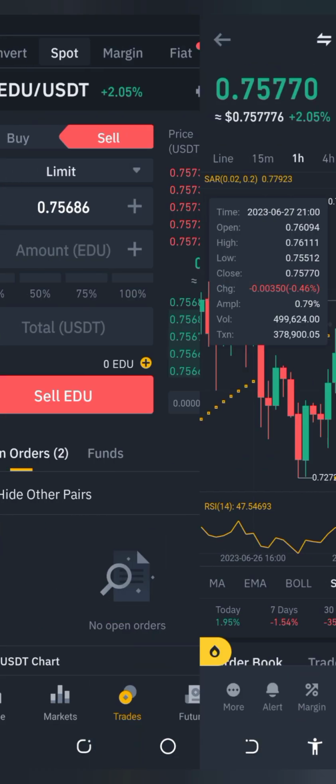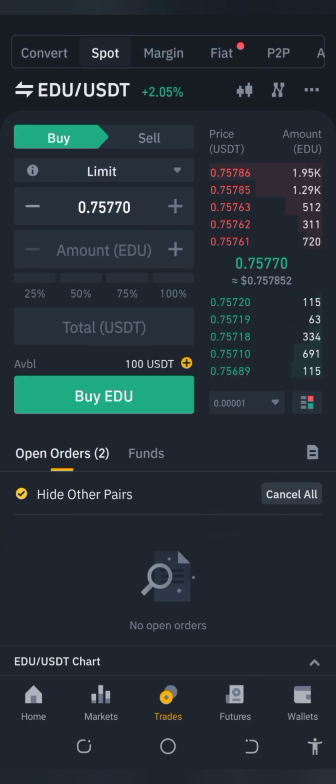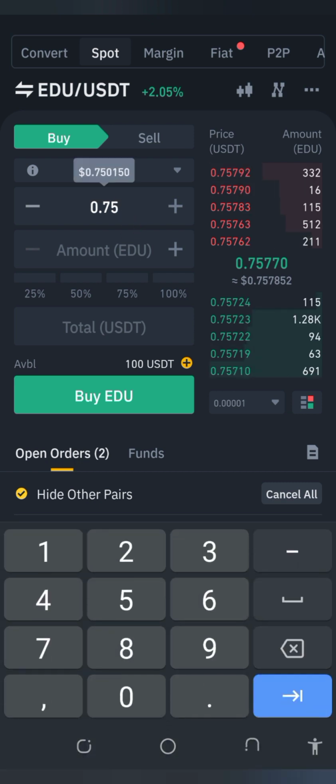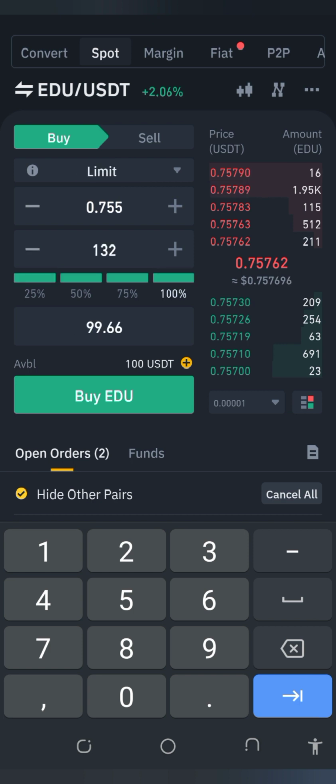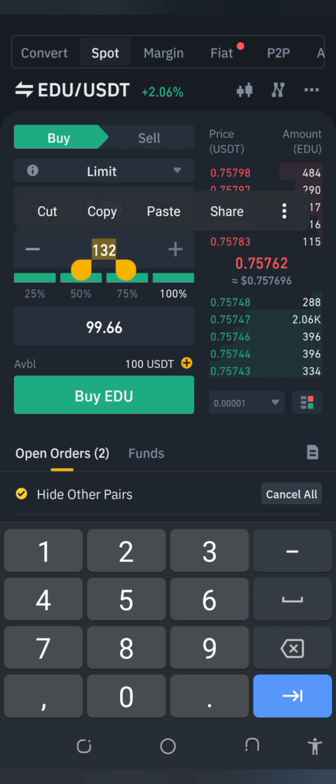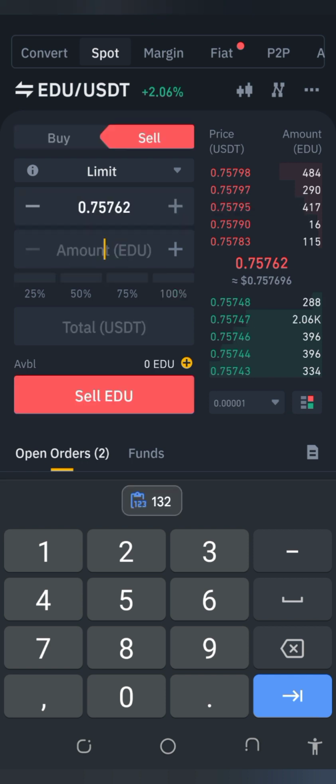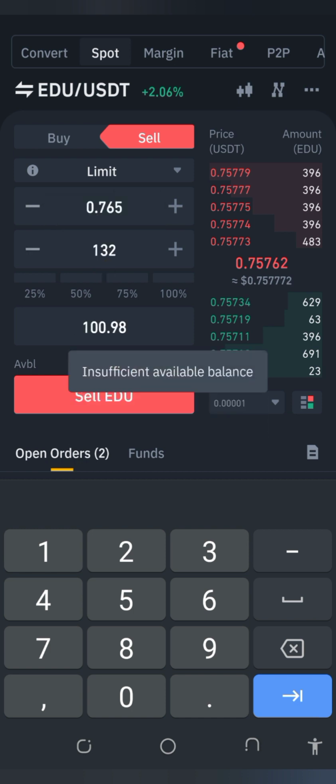Let's go see that one more time, just to be on the safe side. So 755. I guess that should generally hit it very quickly. Okay, that's 132 and it's picking up 99.66. So if I copy that, and then I sell at 765, what's that going to give me? Oh, that's not much at all.